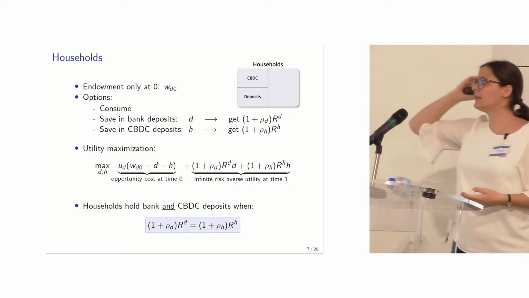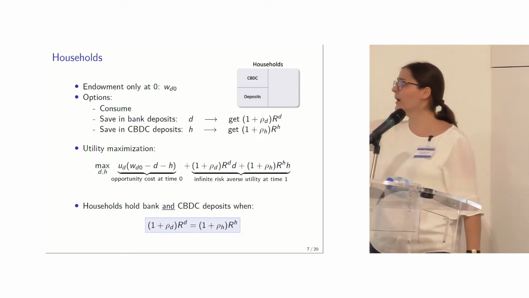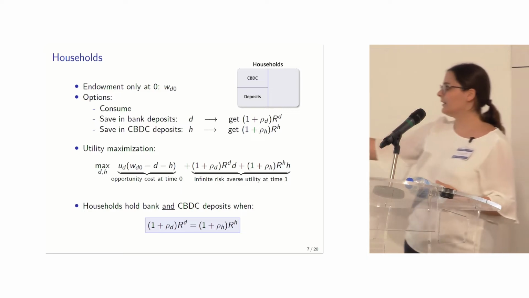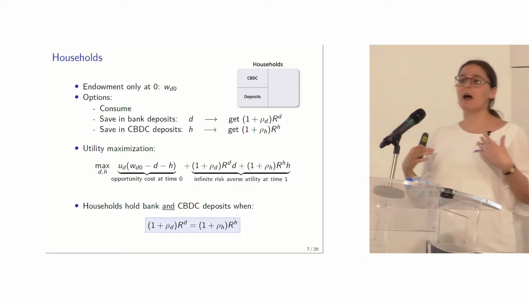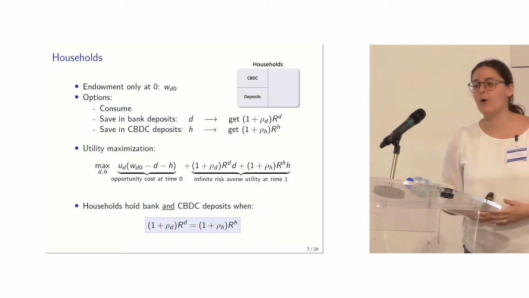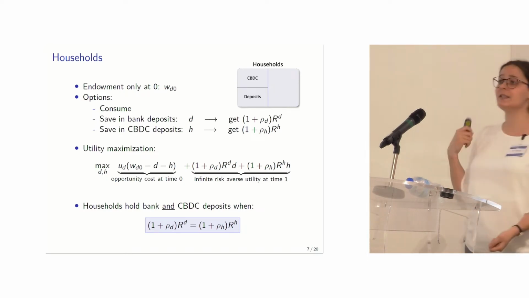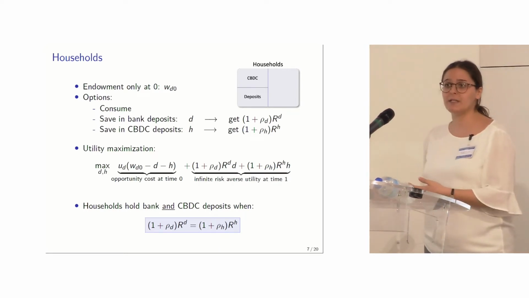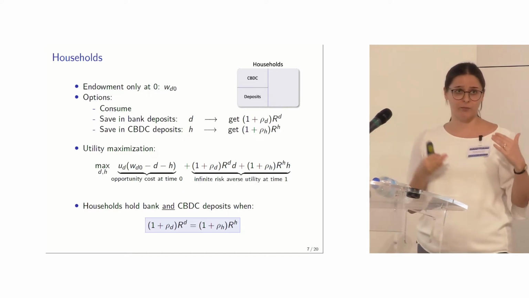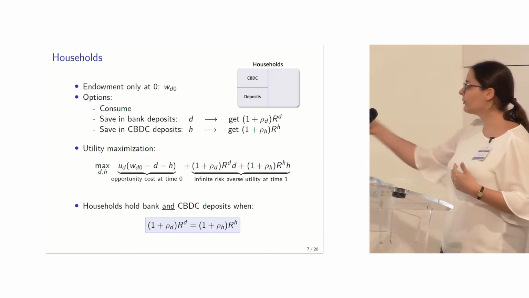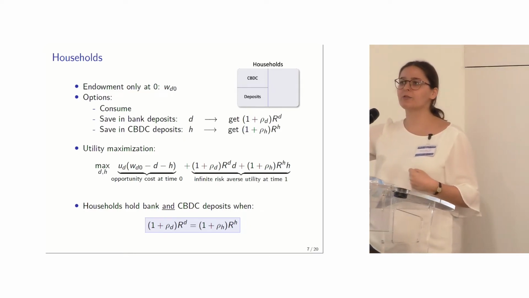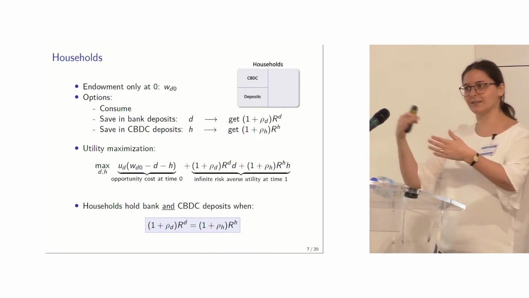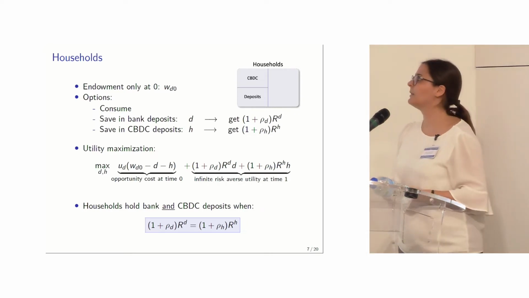For simplicity, for the utility, we assume an infinite risk aversion utility. The last formula here is how we ensure that we don't have corner solutions. So if the combination of convenience yield and interest rate for bank deposits is equal to the one for CBDC deposits, then at equilibrium, we're going to have both. And of course, the CBDC might pay a lower interest rate, but have a bigger convenience yield for households. And so that's how it's going to stay in the economy.